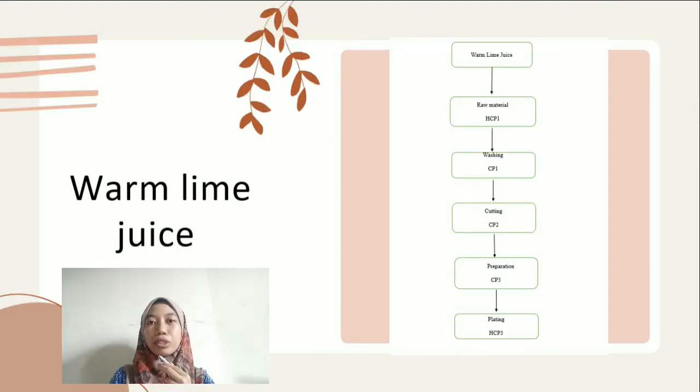Okay, this is the flow chart diagram for warm lime juice. Okay, the first one is raw material, HCP number 1. Second one is washing the surface of the fruits, the control point number 1. Cutting will be the control point number 2. We need to make sure that the chopping board and knife is suitable for the cutting process.